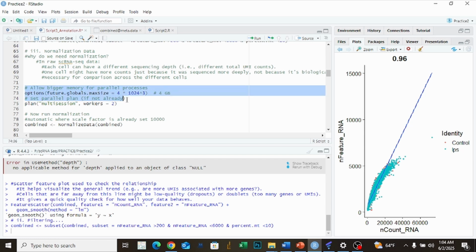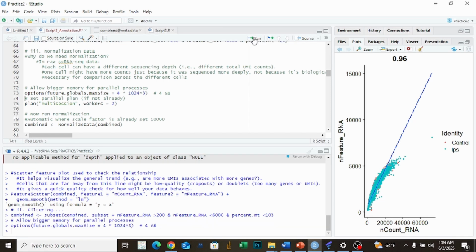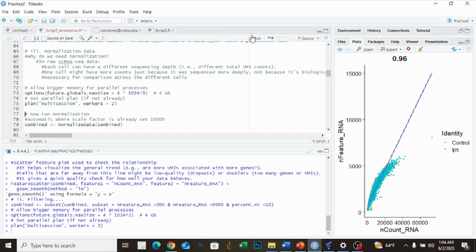Again, this is not part of the single-cell RNA-seq analysis, just for me to boost the laptop and increase speed and storage.